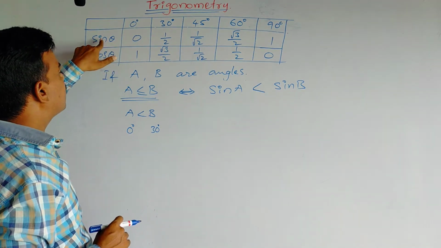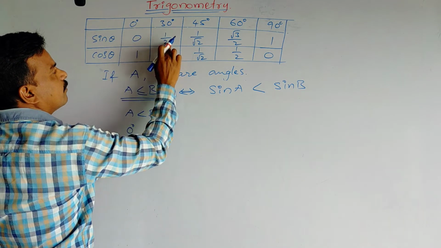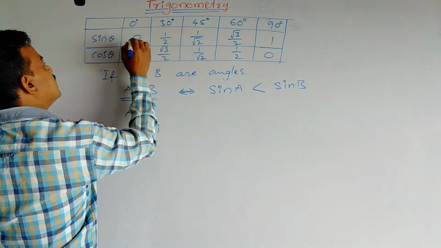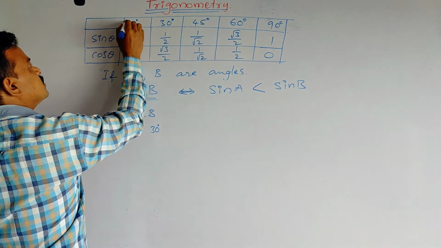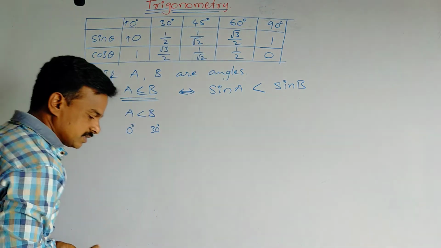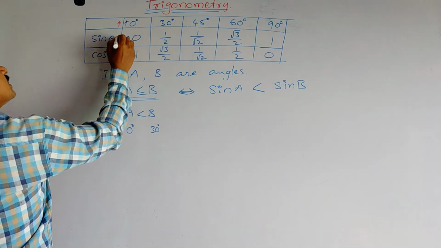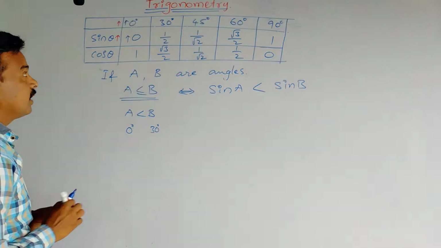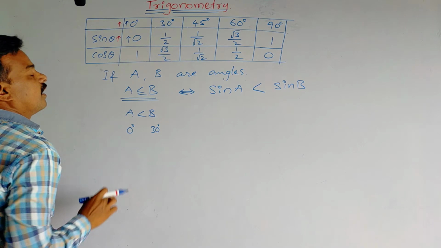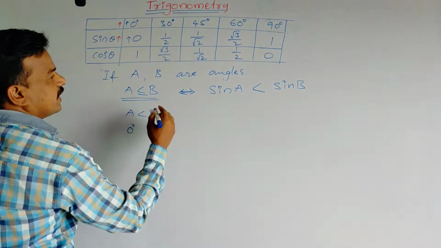So now you observe the sine values: 0, 1 by 2, 1 by root 2, root 3 by 2 and 1. These values are also increasing. That means as the angles are increasing, the sine values are also increasing. Okay, that means both the angles and the sine values are proportional to each other. So we can write here less than.